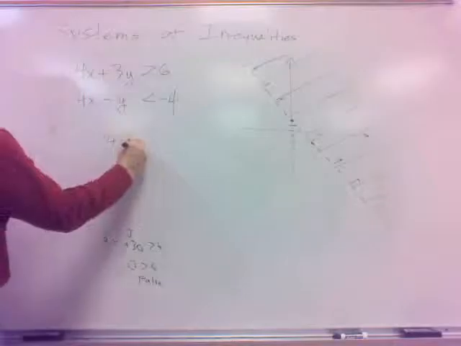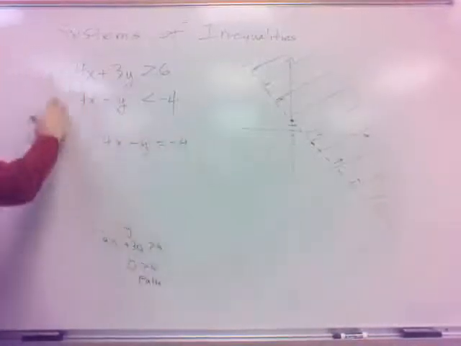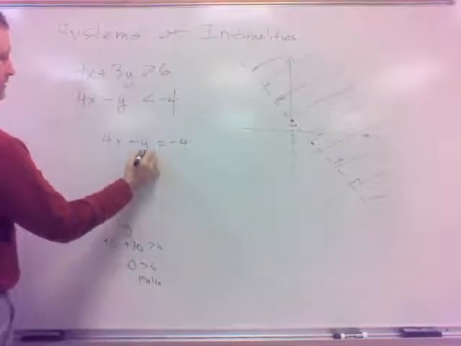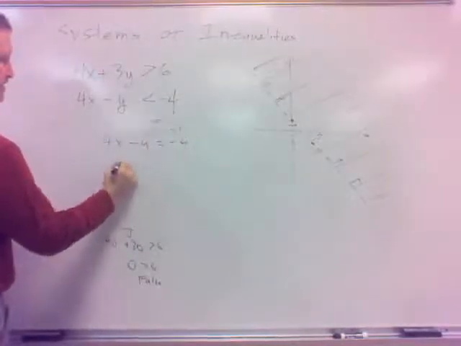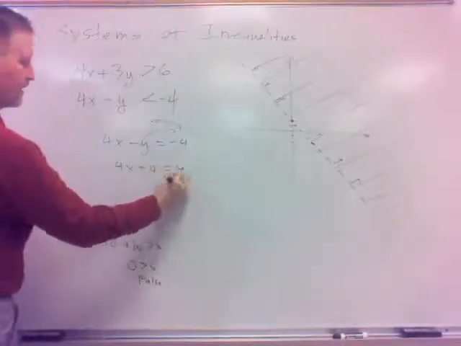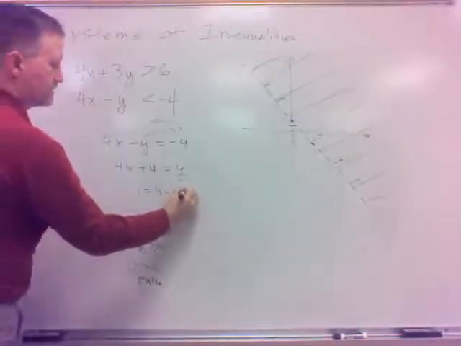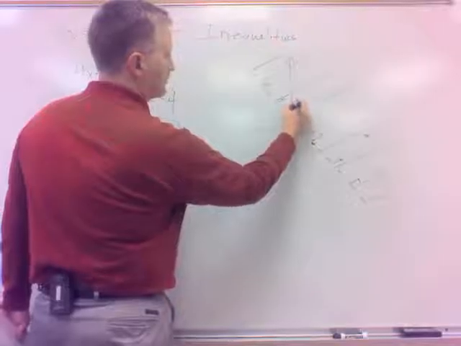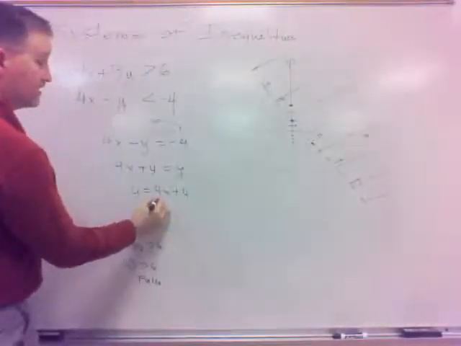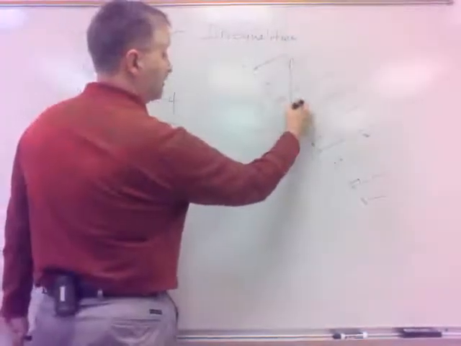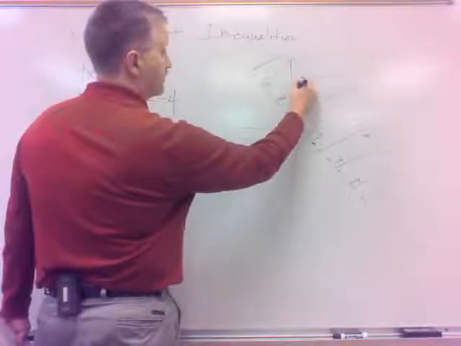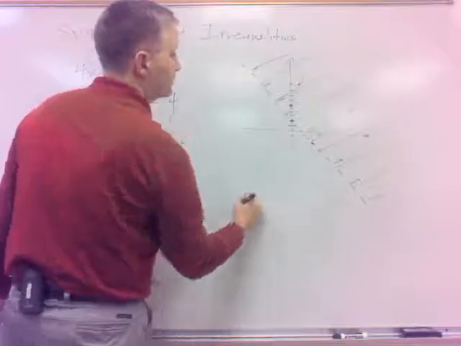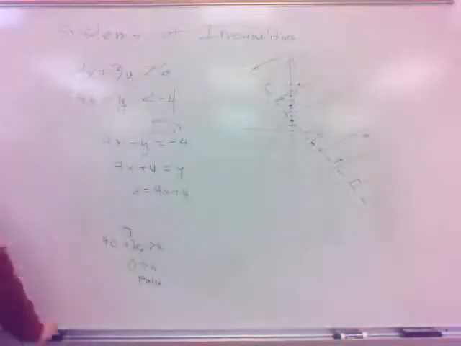Well, the other one, I've got 4x minus y equals -4 for the line part of it. Switch the places there, so it'll be 4x plus 4 equals y, so y equals 4x plus 4. So there I've got a y-intercept of 4 and a rise to run of 4, so that would be up 4 over 1, so also dotted. Shading on it.